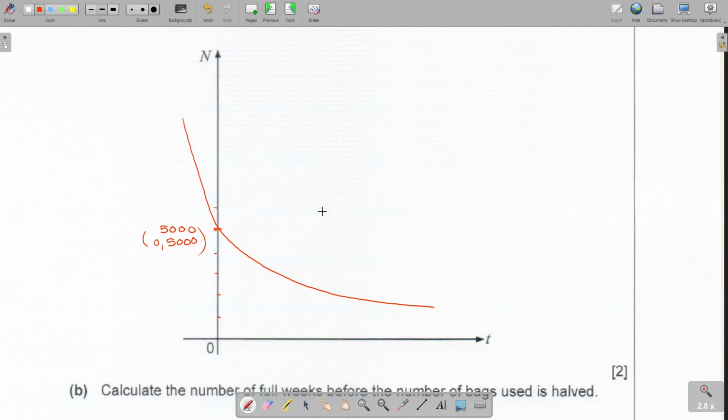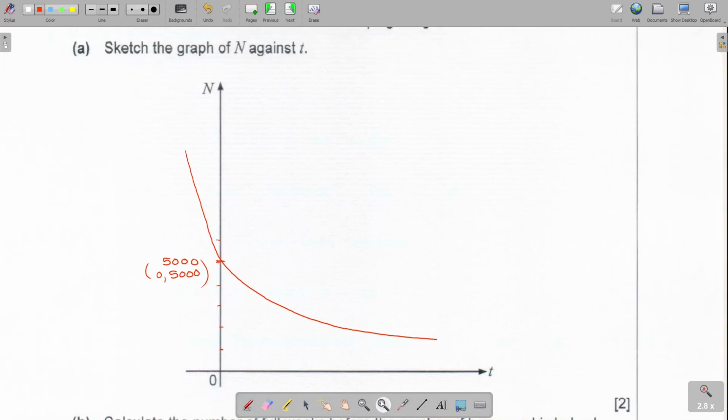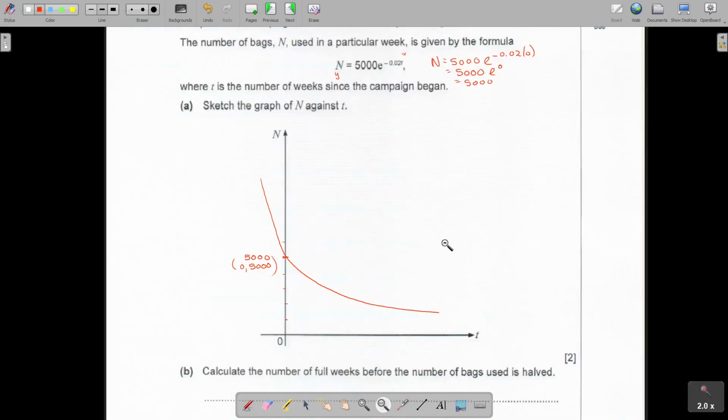Okay, and what is my graph's name? Always label your graphs and make it a bit smaller so that you can see better. So remember, instead of the y, it's just n is equal to 5,000 e to the power negative 0.02t. Okay. So sketch the graph n against t.